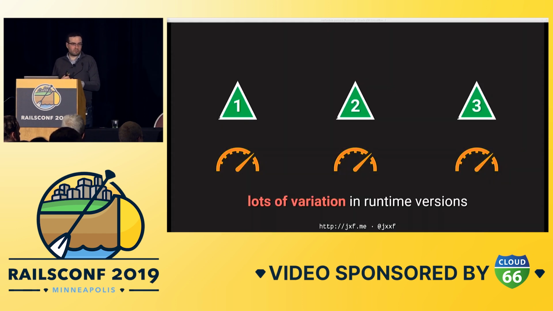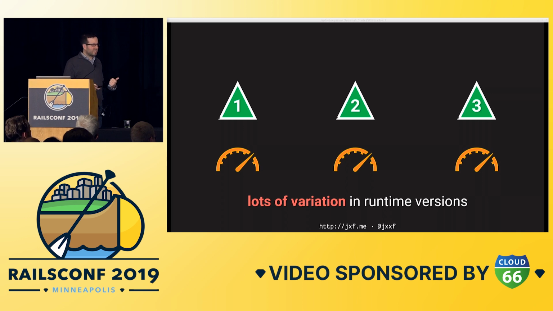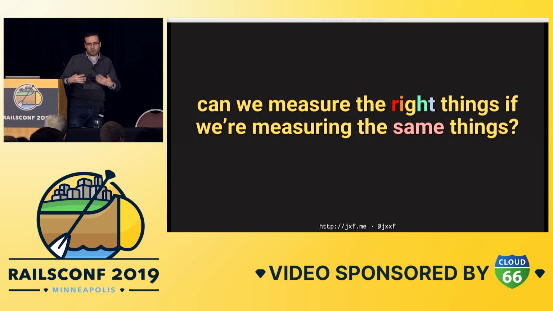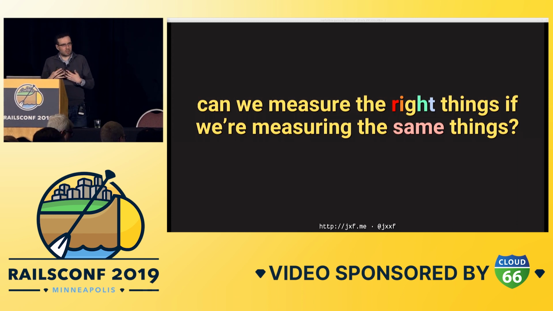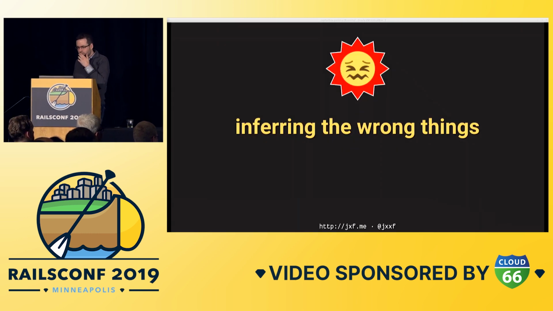And there's also lots of variation in the runtime versions we might deploy. Maybe the thing we have deployed to staging is different than the thing we have deployed to production. Maybe we have multiple versions running in production and we're in the middle of a blue-green deployment, for example. So does it make sense that we're measuring the same things for all of these applications and accepting these defaults when these applications are really, really different from each other? Does that make sense to do?